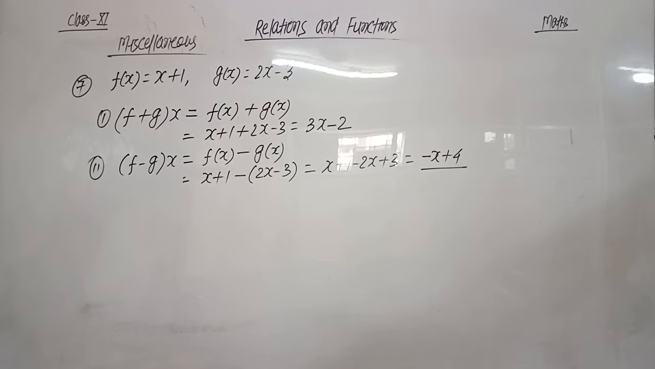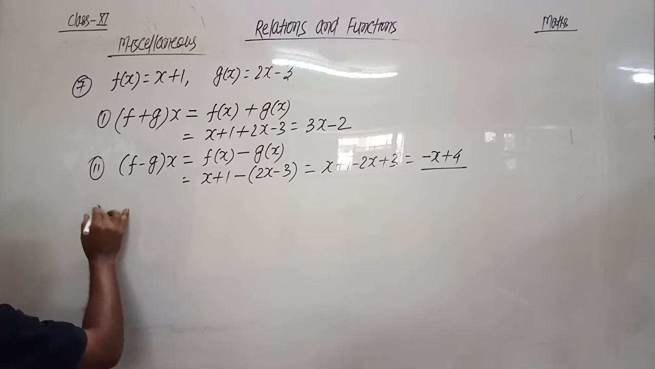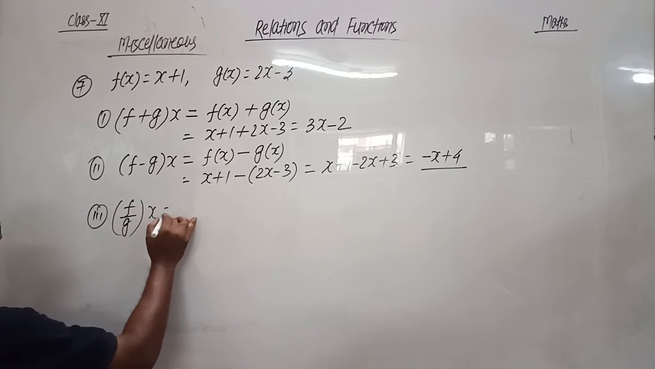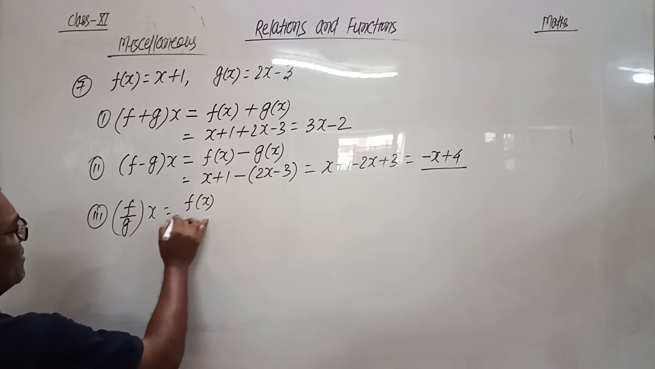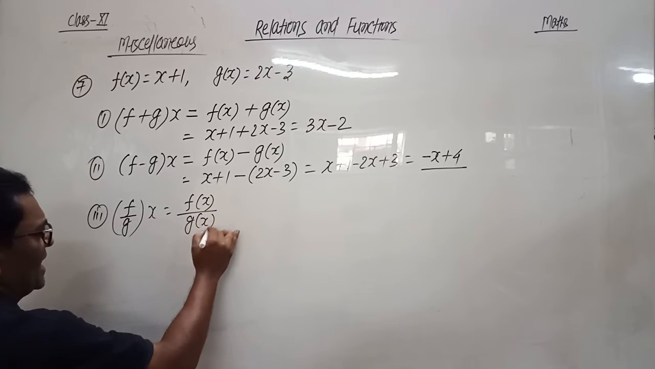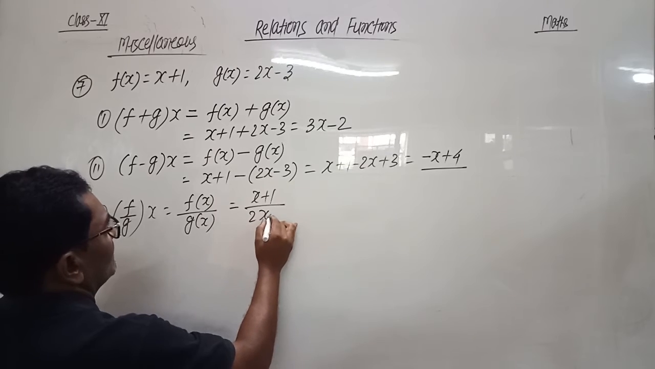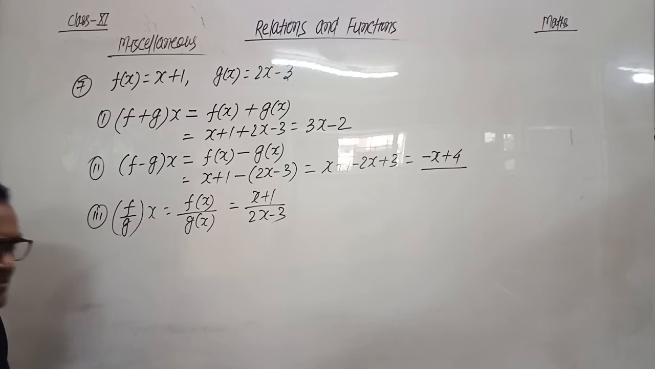Then third, we have to calculate f by g. Third part, (f by g)(x), which is written as f(x) upon g(x). The value of f(x) is x plus 1 and the value of g(x) is 2x minus 3. Now let us see question number 8.